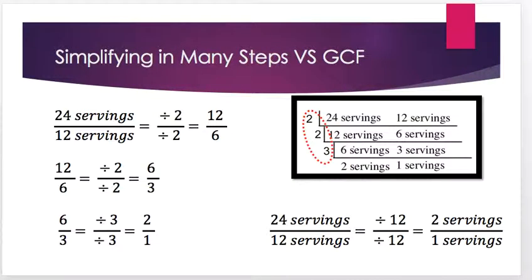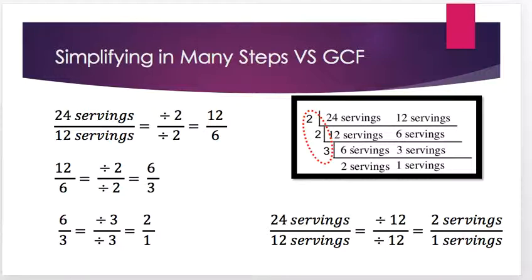So the next thing I want to talk to you about is simplifying in many steps versus using the GCF. You probably haven't heard GCF in a few weeks. That is greatest common factor. Many people I'm seeing in class are doing a similar method that is on the left-hand side of your screen. That means if I have the fraction 24 servings into 12 servings, I'm dividing by a common factor, but not necessarily the greatest common factor. So a common factor of 24 and 12 is 2.